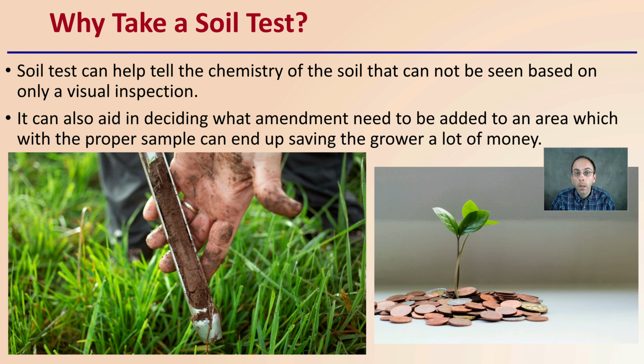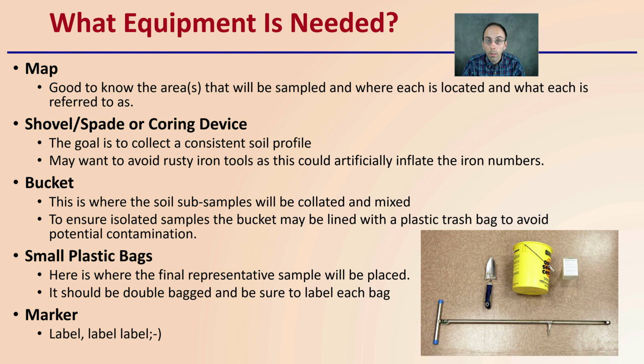So what equipment do I need? This can vary depending on your exact sample method, but in general, you need a map. It's good to know what area or areas you'll be sampling, where each is located, and what each is referred to as far as naming and labeling your sample. You also need a shovel, spade, or coring device, and I'll go over some of those. The goal is to collect a consistent soil profile. You may want to avoid rusty iron tools, as this could artificially inflate the iron numbers, just as a side note. You need a bucket or some sort of holding device.